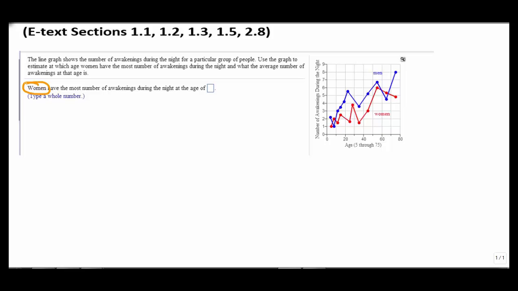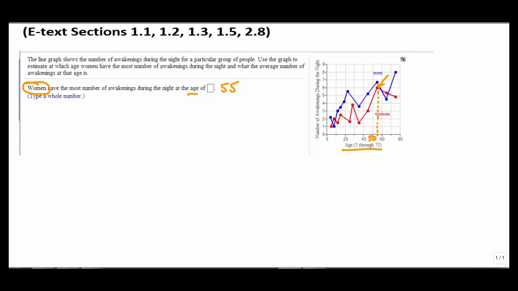Women have the most number of awakenings during the night at age of, well, if we follow through with this graph we can see that the red graph is highest at this point right here. Now it's asking for the age, and so the age is on the horizontal axis. If we come down, we can see that each of these tick marks is worth 10 units, so this would be 50 here. And our tick mark is halfway between 50 and 60, so that would mean at the age of 55 they have the most number of awakenings during the night.